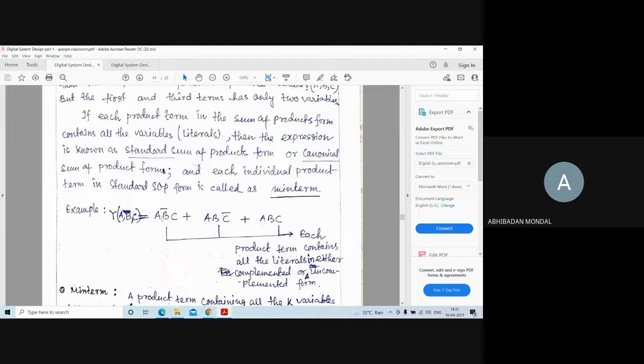For this product term the output is 1, and for the other two product terms the output is 0. Just verify it.